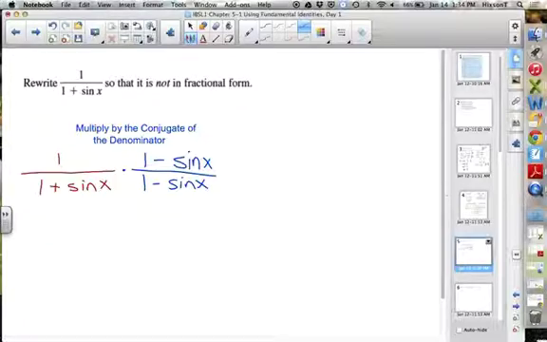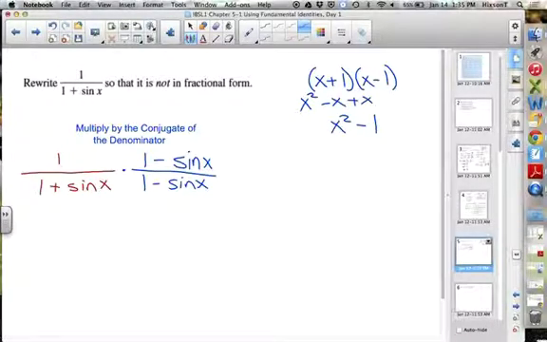Now remember conjugates? When you multiplied conjugates like x plus 1 and x minus 1, what was unique about when you foiled those? X squared minus 1. Yeah, you got x squared minus 1. You had to have a middle thing. Yeah, that middle part, the outers and inners in foil, cancel out. And that's really why we're doing this, is because we don't want a middle portion here. We want this to end up equaling 1 minus sine squared in the denominator.